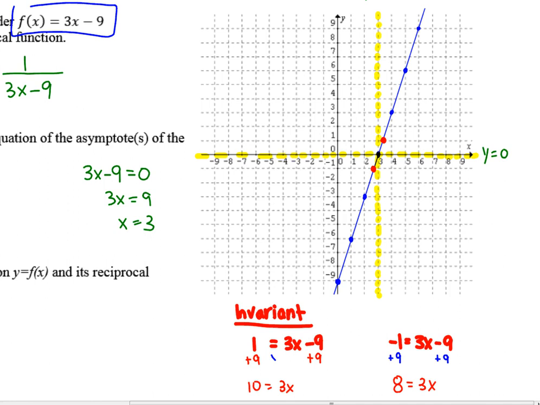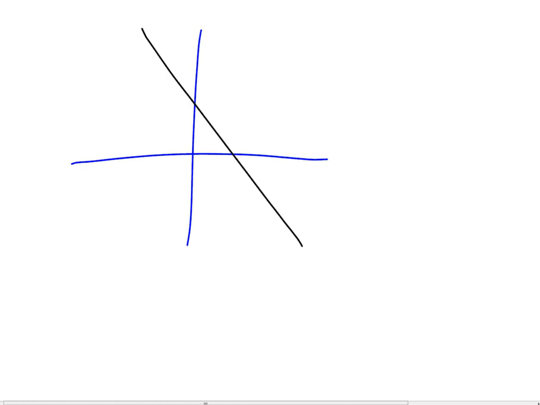Where it was positive, it's still going to be positive. So it's going to be in this area here because that's where the line was. If I had a graph, just really quickly, say it was like this. Here's my asymptote. Here's my asymptote. My reciprocal would look something like this. Because wherever the original was, it's going to be in the same area. The reciprocal of it, if it was above the x-axis, it's still above the x-axis. And vice versa. Okay? If you had a negative slope.